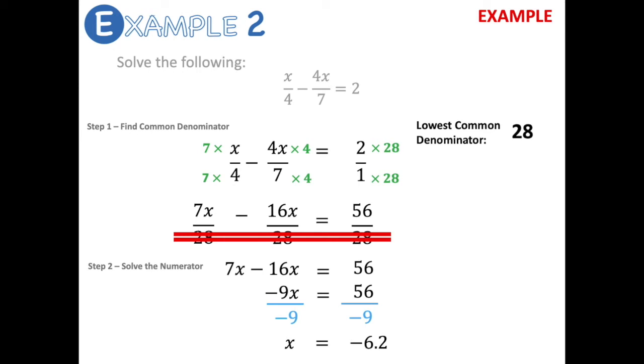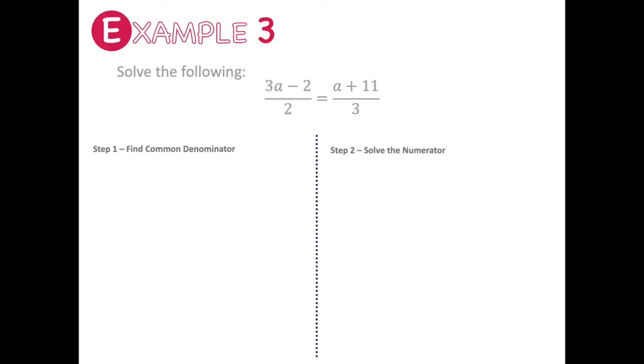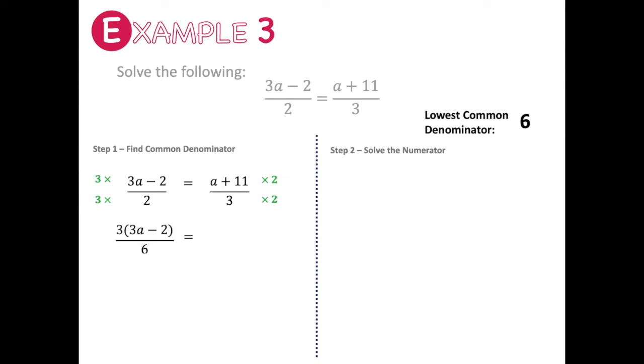Let's have a look at a third example of solving a linear equation involving fractions. Here I've got (3a subtract 2) over 2 is equal to (a plus 11) over 3. My first step is to find the common denominator. My lowest common denominator for 2 and 3 is going to be 6. For my left-hand side, I want to multiply by 3, and for the right-hand side, I want to multiply by 2. Applying that multiplication, I'm going to have 3 times (3a minus 2) over 6 is equal to 2 times (a plus 11) over 6.